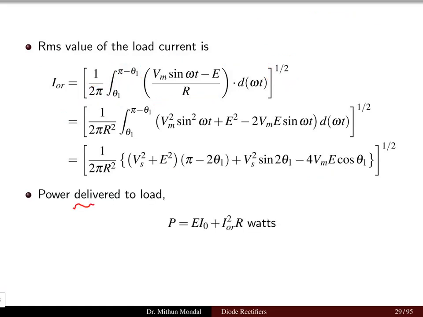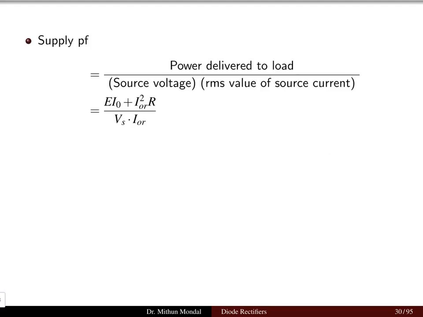Now if we want to compute the power delivered to the load, it is basically the product of voltage into current. This is for the battery, and the I square R term will come because of the resistor. So we need to know what is the RMS current which is flowing in the circuit. If we want to compute the supply power factor, it is equal to power delivered to the load divided by the product of source voltage and the RMS value of the load current, so we can compute using this formula what is the supply power factor.